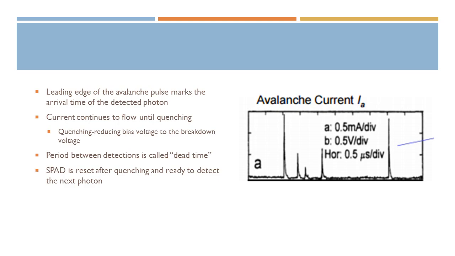Quenching is when the bias voltage applied is reduced back to the breakdown voltage, if not lower. Then there is a period between detections called the dead time where the device can recharge, and that period is usually a duration of at least 6 nanoseconds in today's technology. The dead time is also variable depending on if the diode is being quenched actively or passively. On the plot, that period would be right before the next leading edge. After quenching, the single-photon avalanche diode is reset by applying the bias again and ready to detect for the next photon.